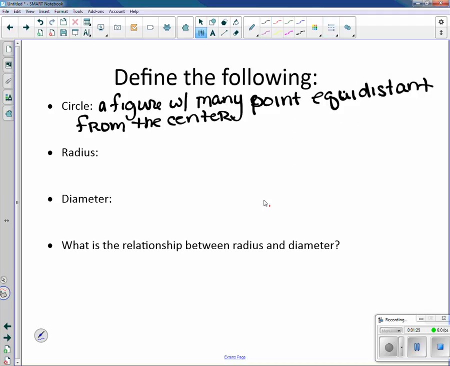What is a radius? The center of the circle to what? It is the distance from the center of the circle, center to a point on the circle.